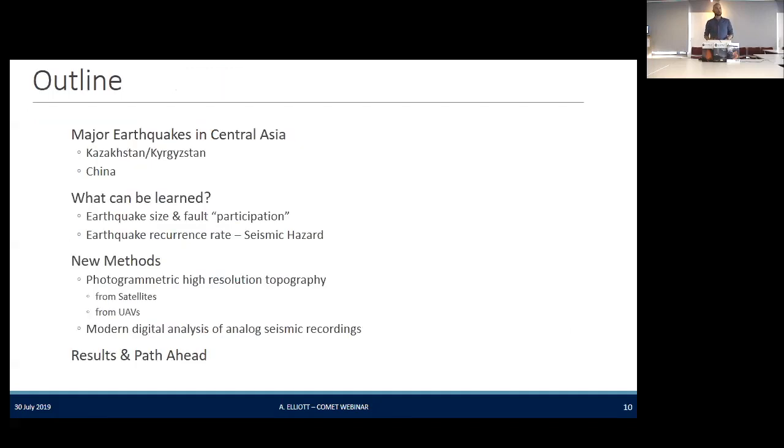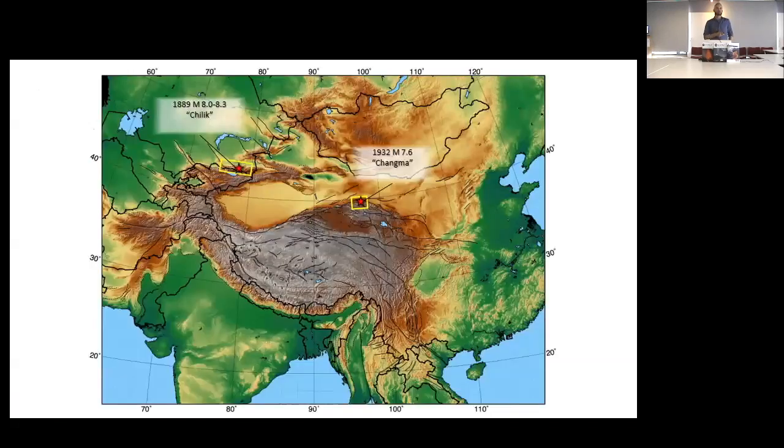So what I'm going to do here, I'm going to introduce the earthquakes that I'll be talking about. I'm going to convey what we want to understand from these earthquakes. I'm going to talk through the methods that we use to understand them, including the satellite DEMs to get high-resolution topography and the digital analysis of these old analog instrumental seismograms.